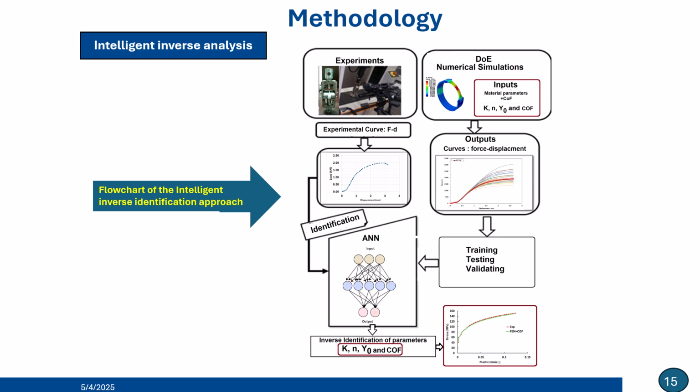This flowchart details our intelligent inverse identification procedure for simultaneously determining material parameters and the coefficient of friction. We start by defining the plausible ranges for the unknown material parameters, the yield stress Y0, the strength coefficient K, and the hardening exponent N, and of course the coefficient of friction. We then use design of experiments and finite element simulations across these ranges to generate a database linking these input parameters to resulting ring hoop tensile test force displacement curves, which serves as training data for our artificial neural network.